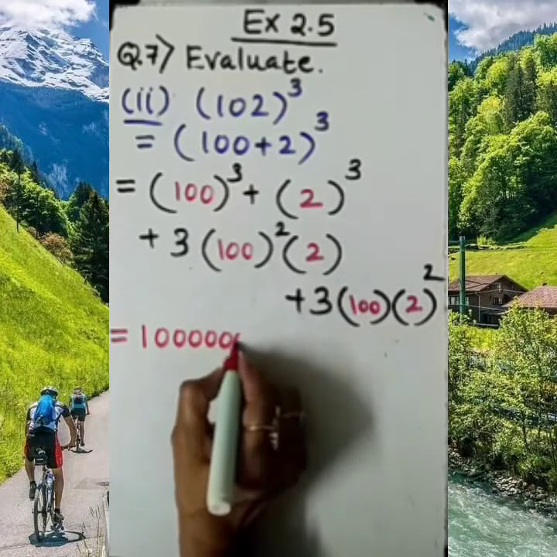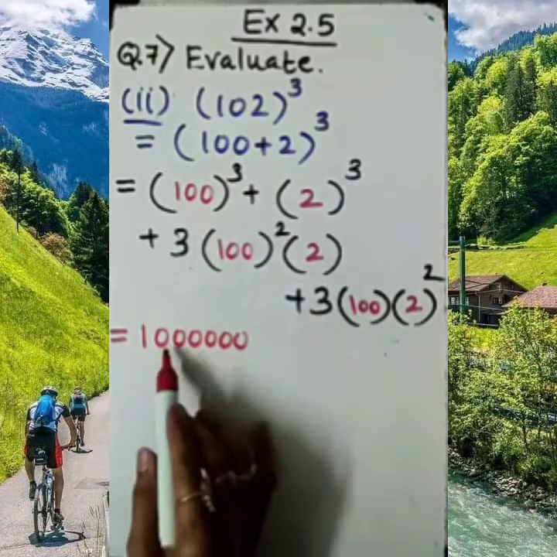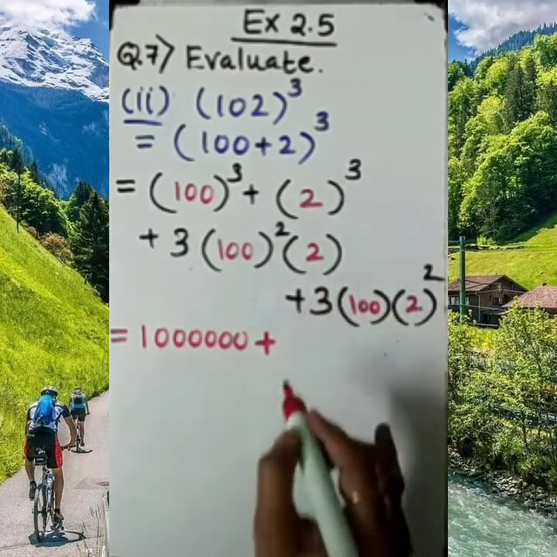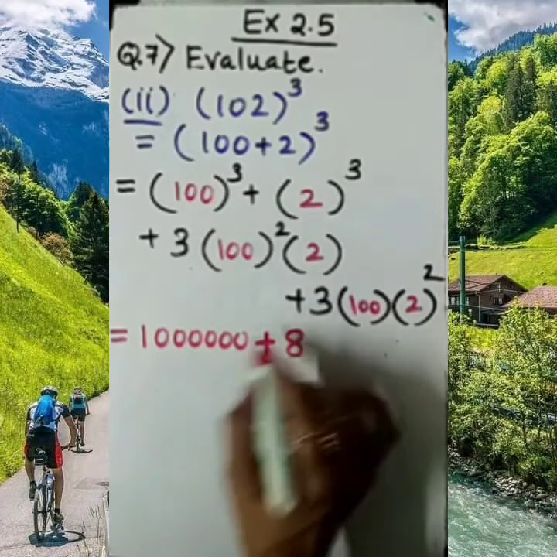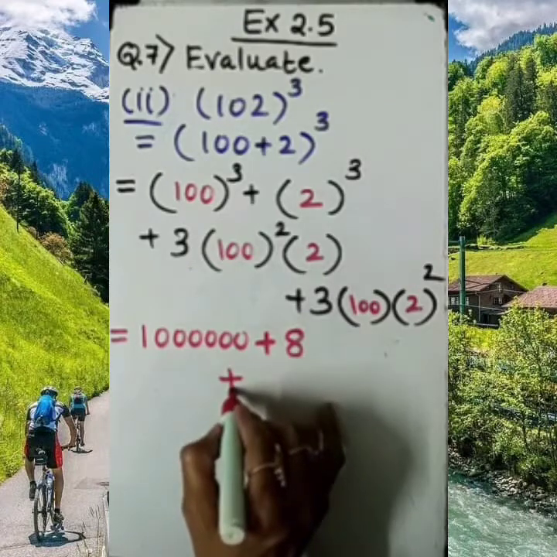6 zeros will be there. 1, 2, 3, 4, 5, 6. Here 2 zeros, so this will become 6 zeros. Plus, what is 2 cube? 2 cube is 2 into 2 into 2, that is 8. Okay. Now plus, next step I am writing here.